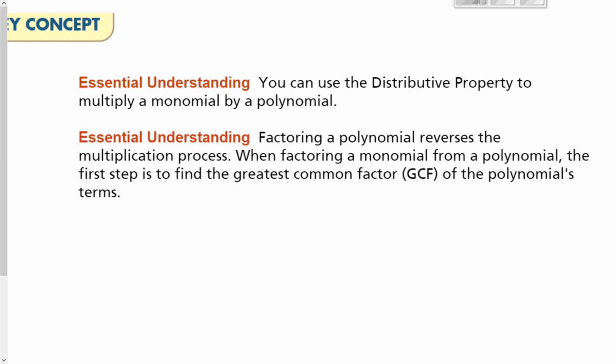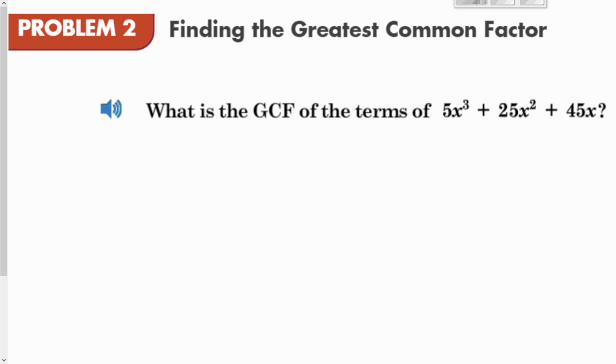Okay, so we're working with the distributive property, multiplying a monomial by a polynomial. We're eventually going to factor. Factoring is just the reverse of distributing, so that's dividing. So we're going to divide out by the GCF, the greatest common factor. So when you do that, just keep on going until you get everything out.